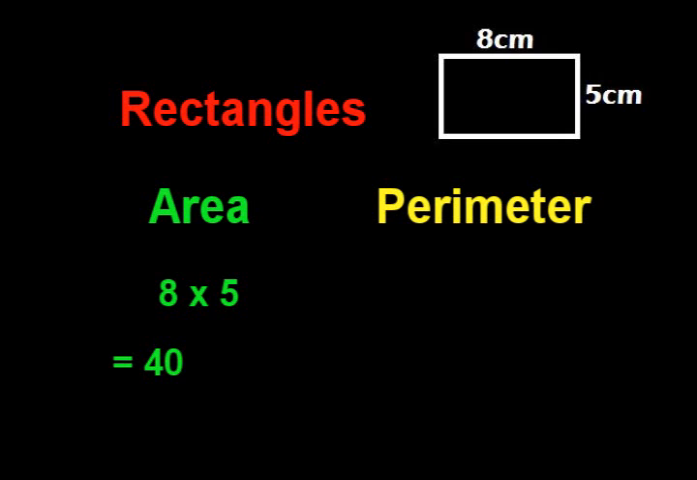The second problem that people make is they forget the units. The units of area would be centimetres squared, or metres squared for example, whereas perimeter would be just centimetres.